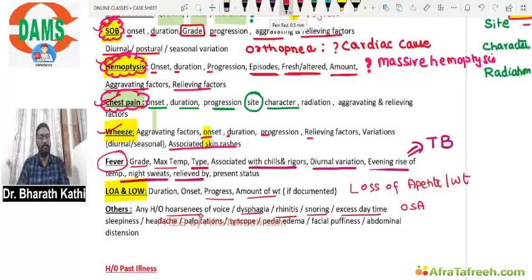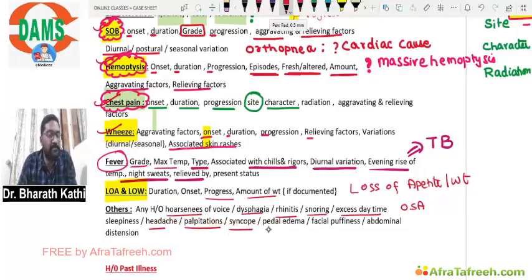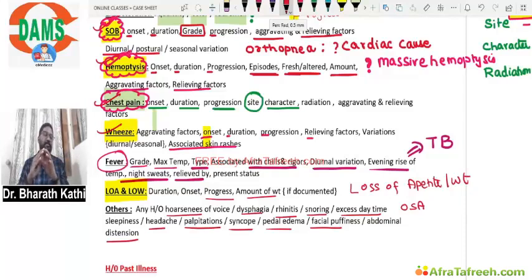For obstructive sleep apnea, is there any headache? Is there any palpitations? Is there any syncopal attacks? Any pedal edema, facial puffiness, abdominal distension? See, not only including respiratory symptoms, if the patient is just presenting with shortness of breath and wheeze, the examiner will ask you, why can't it be cardiac? So you should also rule out other features of cardiac disease.